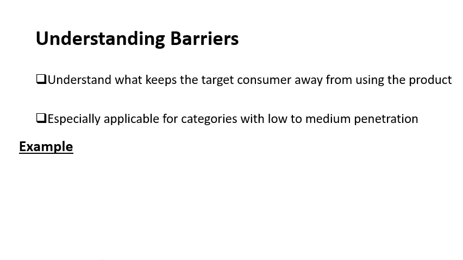The third aspect is understanding barriers. So what do we really mean by barriers? It is very simply, barriers are all about the reasons which keep a consumer away from using a product. So you just need to ask a consumer why you do not use a product, and you will get to know the reasons which we can call barriers. And this is very important, especially for categories which are not highly penetrated, because as you keep removing those barriers, the category penetration keeps increasing.